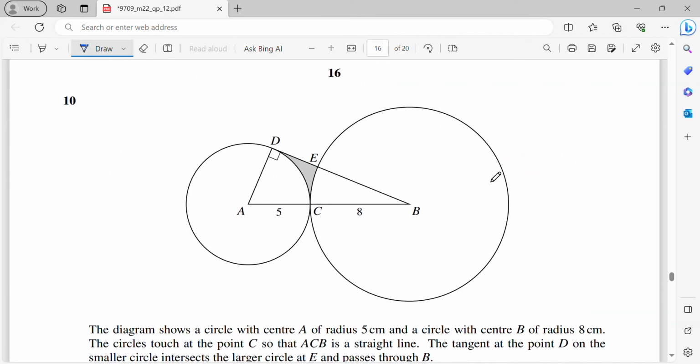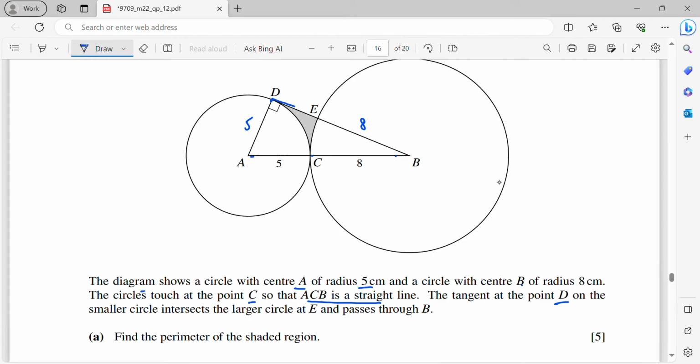So that's the solution of this question. Now, question number 10. The diagram shows a circle with center A, radius 5. Okay, here is 5. And a circle with center B, radius 8. That means here is 8 as well. The circles touch at the point C so that ACB is a straight line. So ACB is a straight line. The tangent at the point D, here, this is a tangent, on the smaller circle intersects the larger circle at E and passes through B. Find the perimeter of the shaded region.